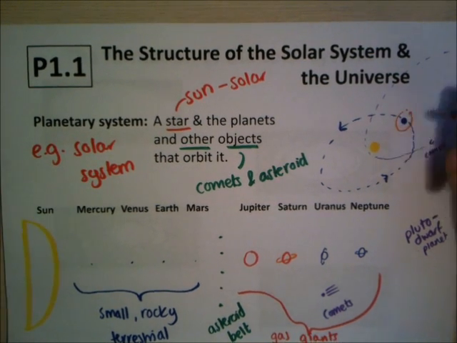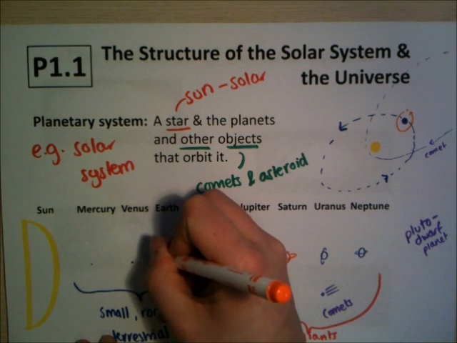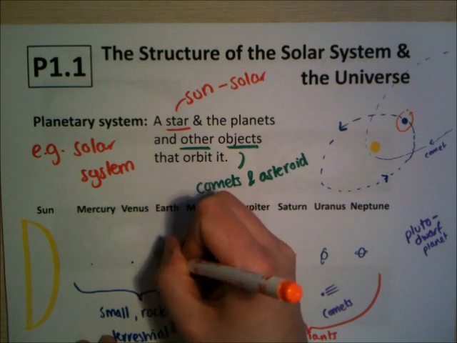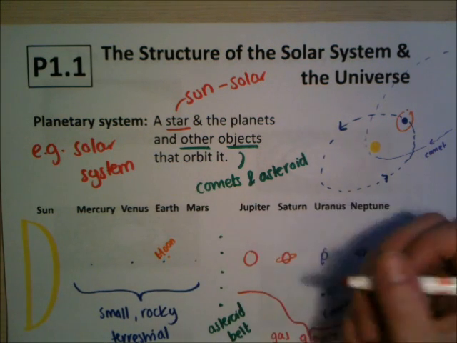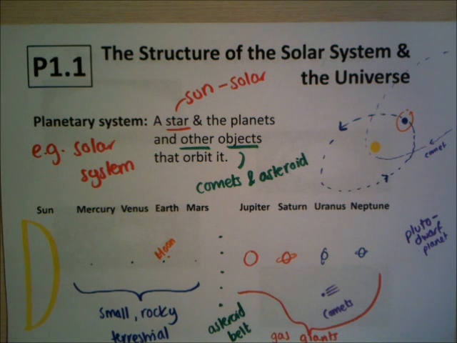Now we call our moon, Moon with a capital M. So this is Earth here, isn't it? And we have our Moon with a capital M. But other moons are just called moon with a little m, so that distinguishes between the two. Okay, so that's the thing to know about the solar system.